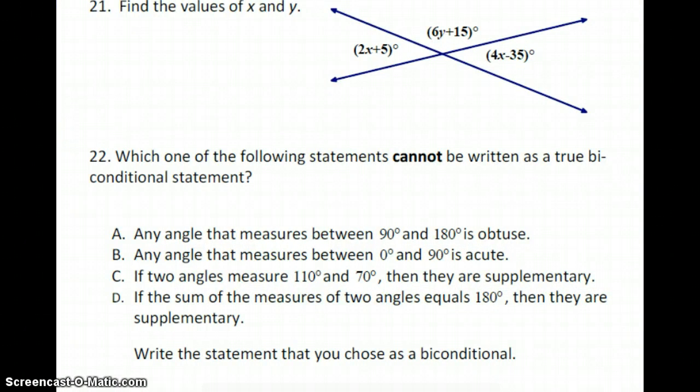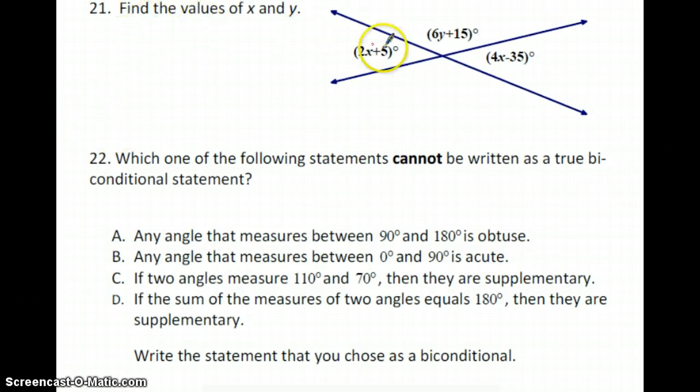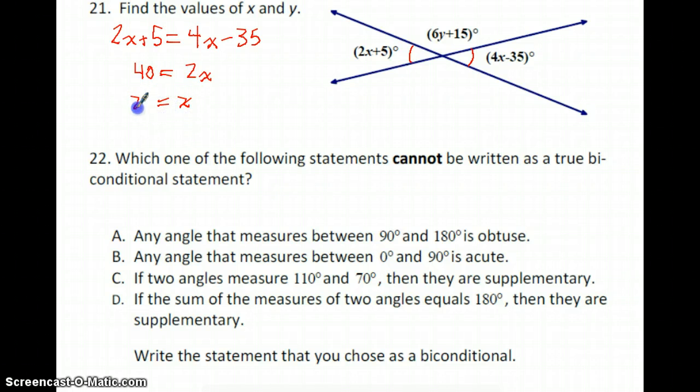Move this down yet again. Sorry about my aim here. All right, find the values of x and y. Well, I know when two lines intersect, really the only thing I can be sure of is that the vertical angles are congruent. So I am sure that 2x plus 5 is equal to 4x minus 35. Solving that algebraically, and isn't it nice not to have to justify all these steps all the time anymore? You can just say x is 20. Okay, so I found that one.